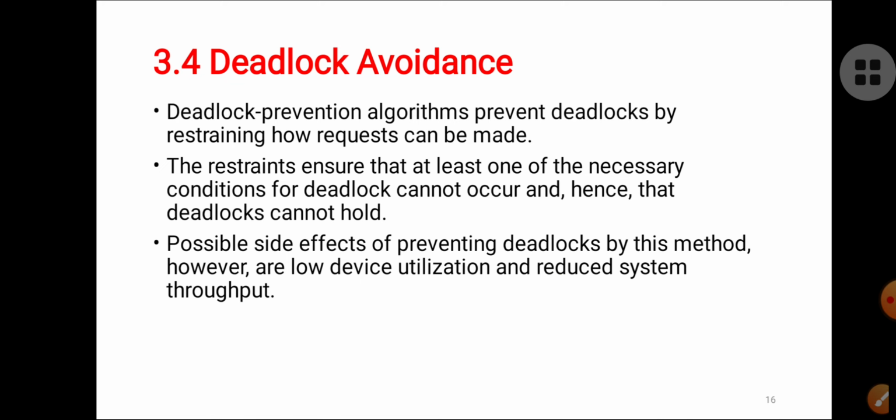Next is deadlock avoidance. Deadlock prevention algorithms prevent deadlocks by restraining how requests can be made, but the restraints ensure that at least one of these necessary conditions for deadlock cannot occur, and hence that a deadlock cannot hold. But possible side effects of preventing deadlocks by this method, however, are low device utilization and reduced system throughput.